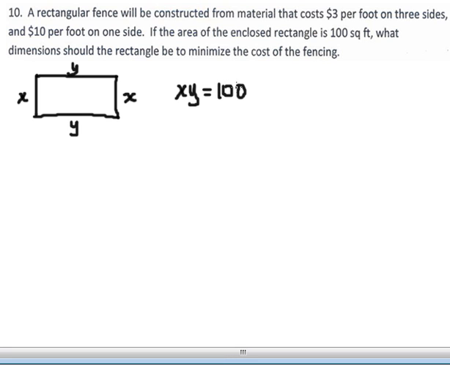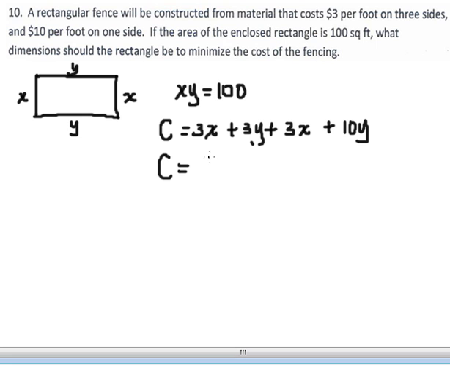Now, what we want to do is minimize the cost of the fencing. Well, the cost, let's say if these 3 sides are $3 per foot, then that means that this side costs 3x, and this side costs 3y, and this side costs another 3x, and then the last side is $10 per foot, so the last side is 10y. So this is the cost. Let's just rewrite this. The cost is equal to 6x plus 13y.